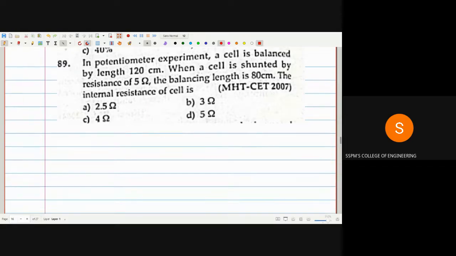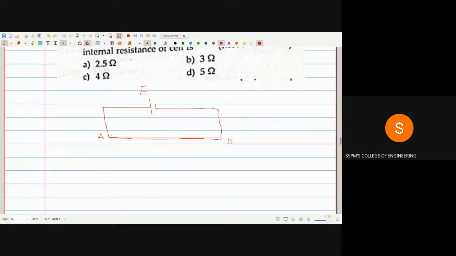आता मी पहिल्यांदा काय करतो? पोटेन्शियोमीटरची सर्किट ड्रॉ करतो. हा एक पोटेन्शियोमीटर आहे. हे वायर असते बघा, ए बी असं वायर घ्यायचं. The potential E is applied, आणि ह्याच्या अक्रॉस काय केलेलं आहे? कनेक्ट, असं एक सेल कनेक्ट केलेला आहे.